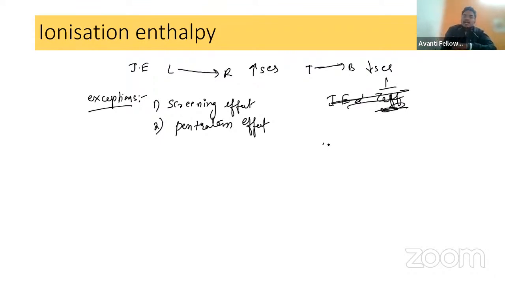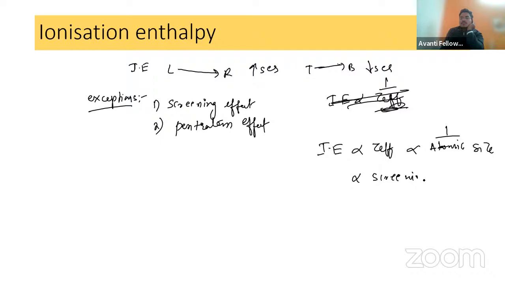Just a minute. Ionization enthalpy is directly proportional to Z effective and it is inversely proportional to atomic size. The larger the atomic size, the less energy it takes. So we can say that higher the atomic size, lower will be the ionization enthalpy, and it is directly proportional to screening effect. More the screening effect means valence electrons can easily go out. More will be the screening, less will be the ionization enthalpy. So we can clearly say that this is inversely proportional.